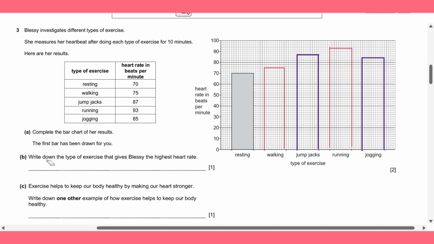Now let's move on to B. Write down the type of exercise that gives less heart rate.